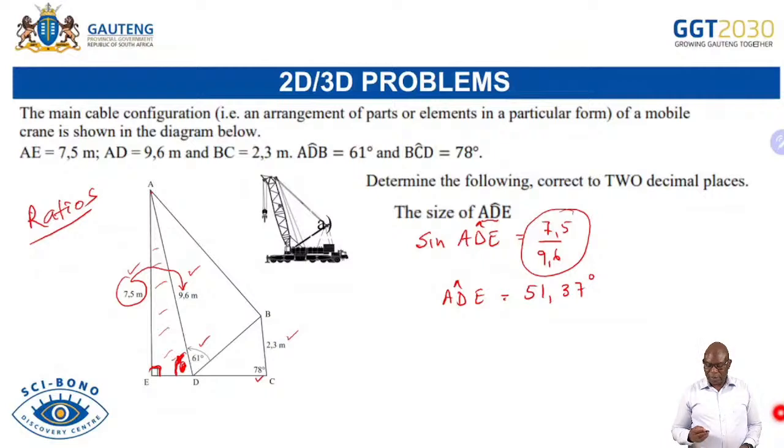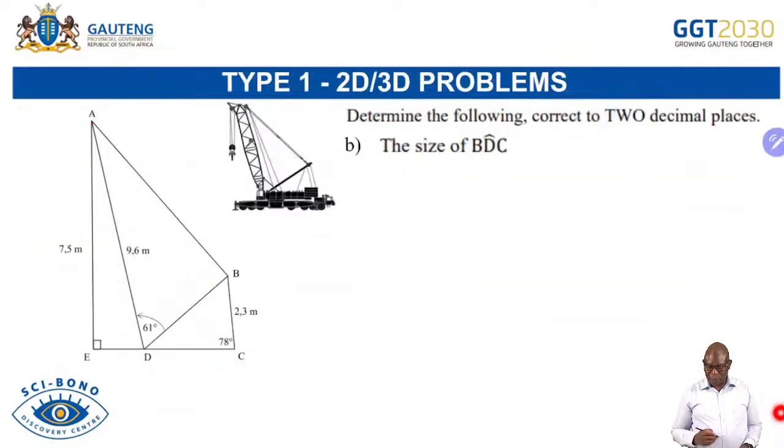Easy. Okay, I've used the right angle triangle. Now, so it's 51,37. So now they want me to get BDC.